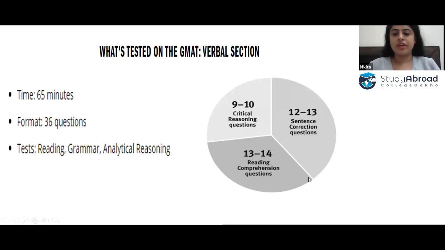As you can see on the right hand side in the pie chart, it is clearly annotated how many questions we get on these three topics. Around 9 to 10 questions you get on critical reasoning. 12 to 13 questions you get on sentence correction. And 13 to 14 questions are related to reading comprehension. In today's lesson, we are going to focus on sentence correction questions.